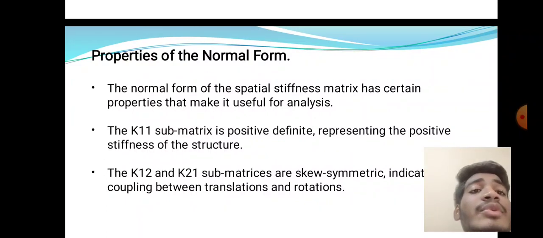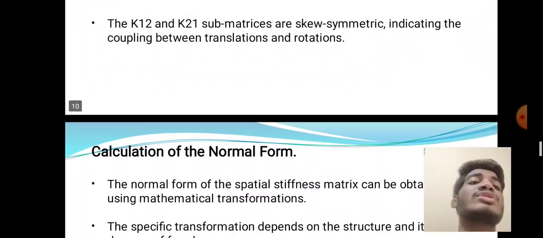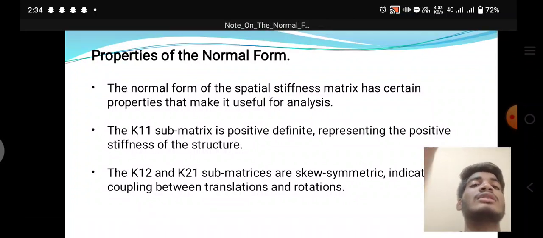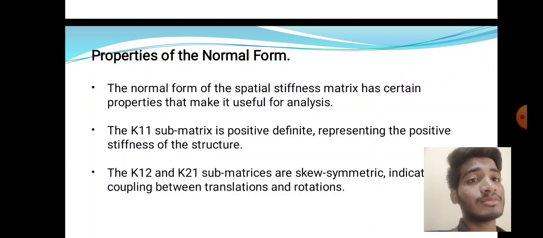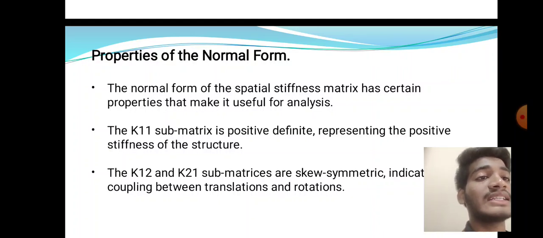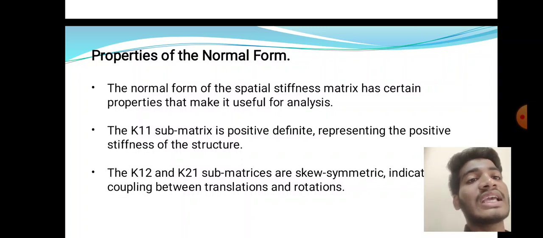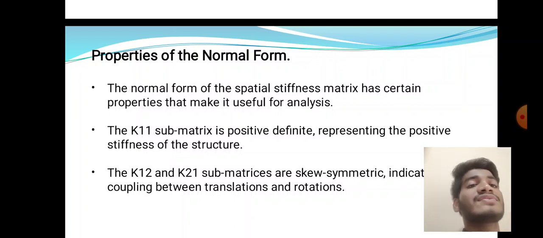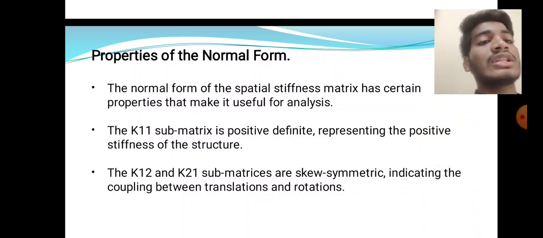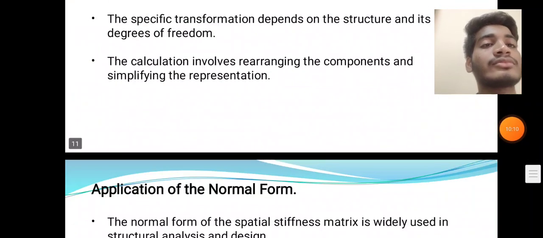Properties of the normal form. Remember, this is a most important step. It will be useful while solving your problems. The first property is that the normal form of the spatial stiffness matrix has certain properties that make it useful for analysis. The second property is that the K11 submatrix is positive definite, representing the positive stiffness of the structure. The K12 and K21 submatrices are skew symmetric, indicating the coupling between translations and rotations.